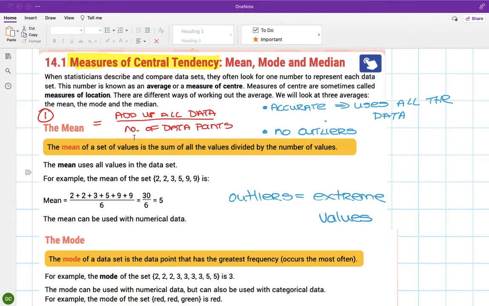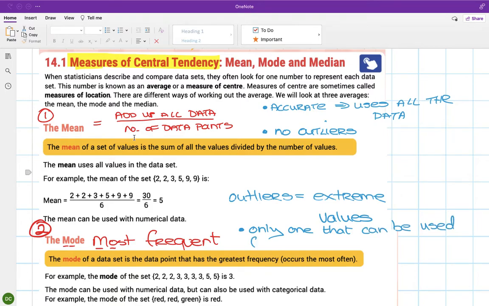Okay, the second one then is the mode. MO for mode, MO for most. The mode is the most frequent number to appear in your data. The mode is the only one that can be used for categorical data. So that's kind of its big use. It can be used for numerical data, but mean and median cannot be used for categorical data, so it's the only one that can be used for categorical data. So that's kind of its big plus point.